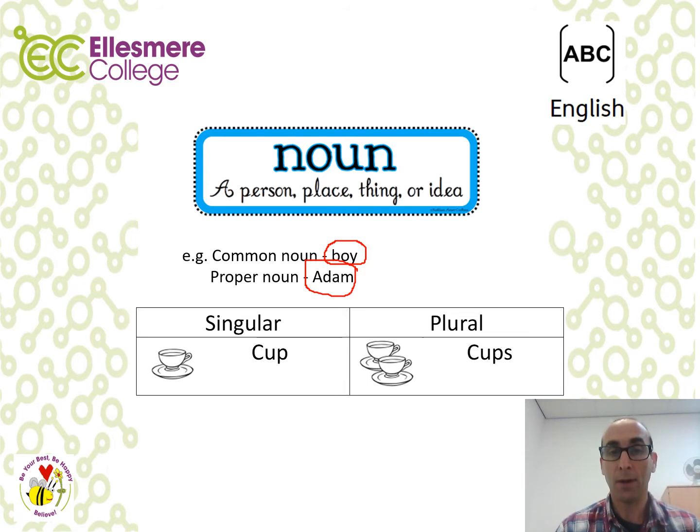In this fourth lesson, we'll be looking at making nouns plural. In the example here, the singular is a cup and the plural is cups by adding an S on the end. And there'll be opportunities in the worksheets to both look at singular and plural nouns and also then develop those into your writing.